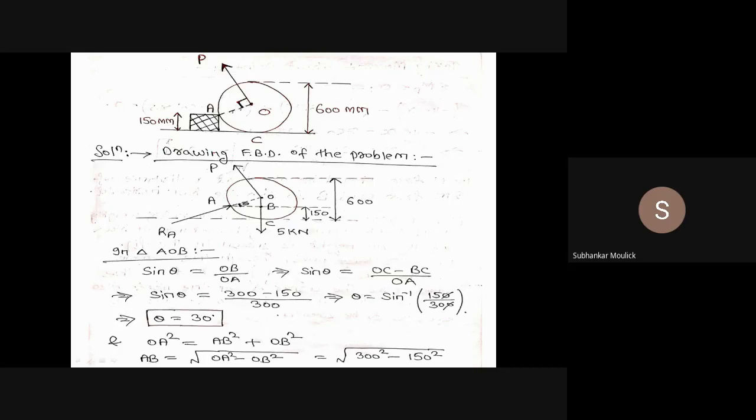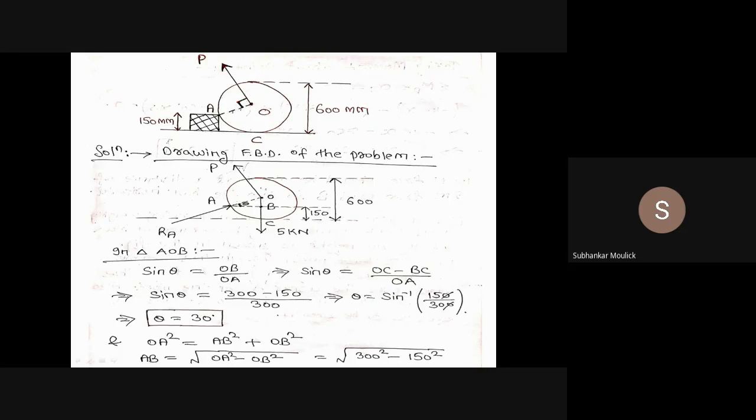In order to find out the value of force P and reaction RA, first let us find out how much is this angle theta, which means at which direction this RA is inclined on this wheel. In order to find out this angle theta, I can consider the triangle AOB. In this triangle AOB, sine theta is perpendicular by hypotenuse. Perpendicular is OB divided by hypotenuse OA.